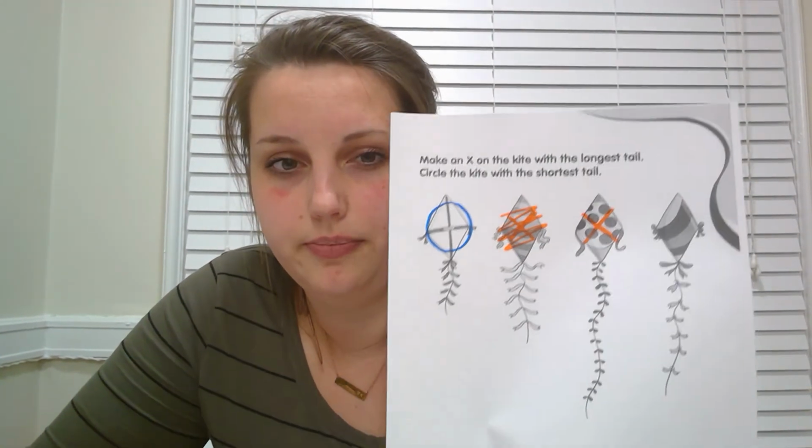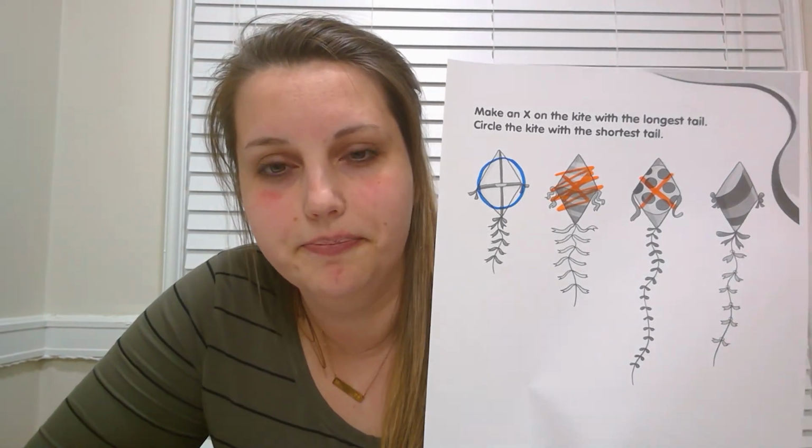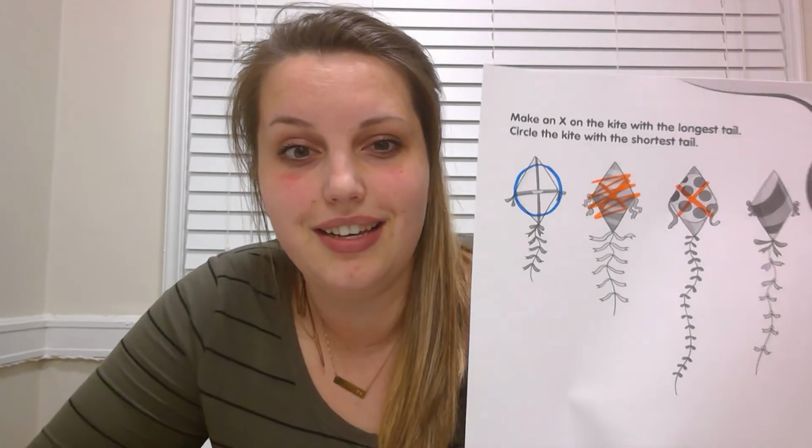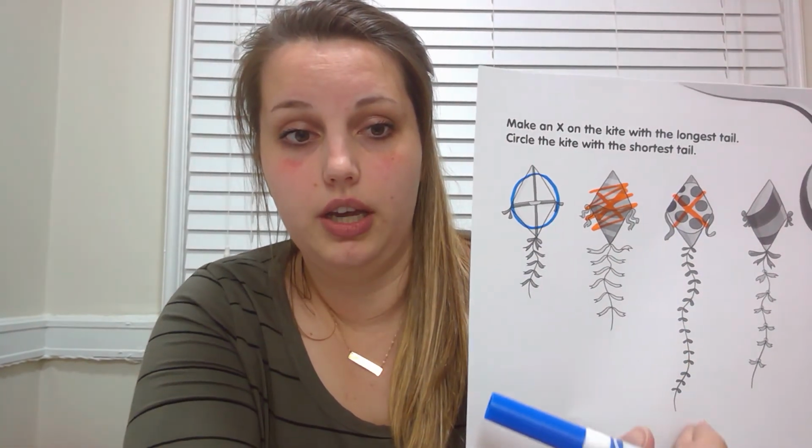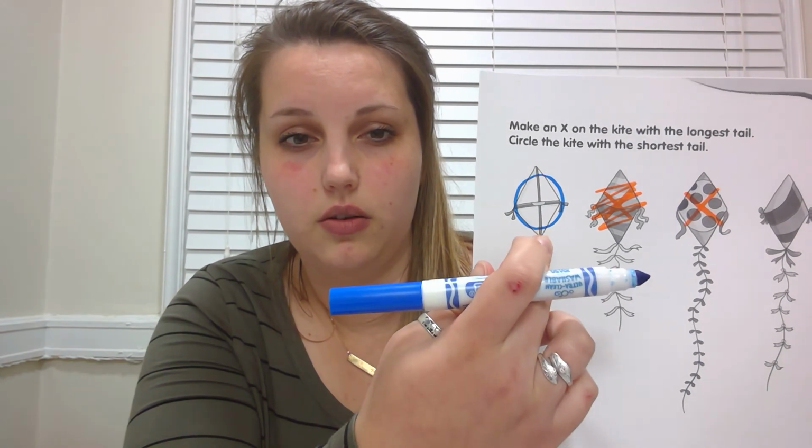Could you please do that right now? Circling the kite and using our different color, so it's easy to see which one is our shorter one and which one is our longer one. Circling, got to double check my work so that I know I'm doing it correct this time. Circling the kite with the shortest tail. Awesome. Did you circle this one right here? Yeah, that's right. Okay, so we have our X on our longest tail here and the circle on our shortest tail there.